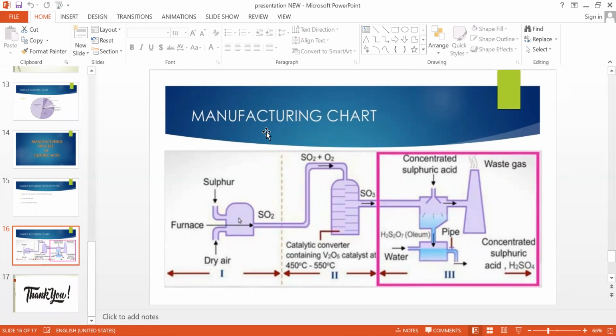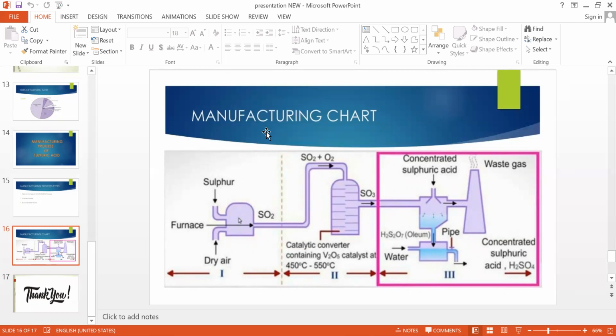In this chart, it shows how to produce H2SO4. Number one is make sulfur dioxide. Sulfur dioxide is made by burning sulfur in excess air. Then we get sulfur dioxide. Another way of getting sulfur dioxide is to heat sulfide ores in excess air, and we get sulfur dioxide. Next, converting sulfur dioxide into sulfur trioxide.